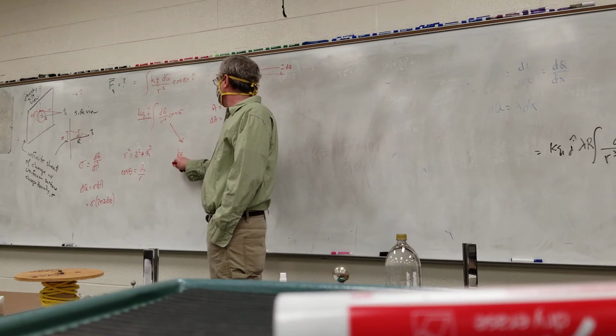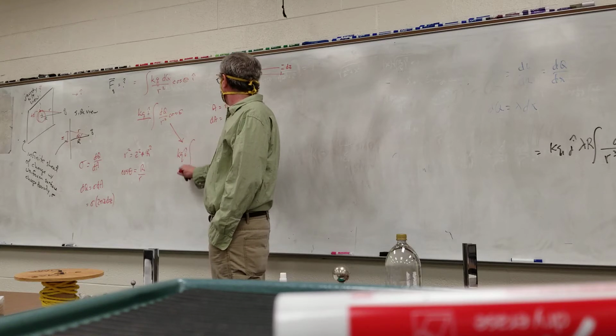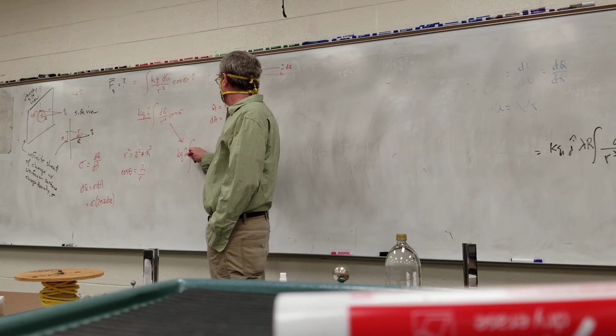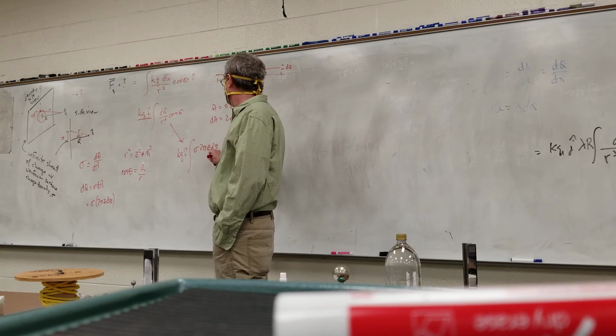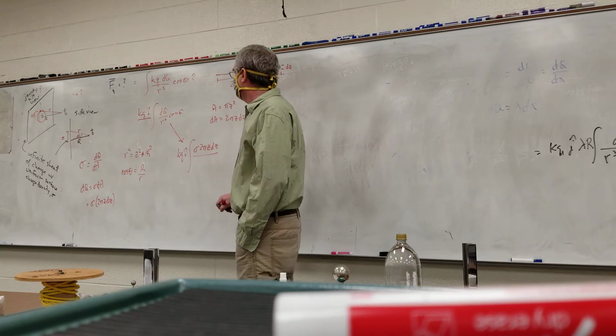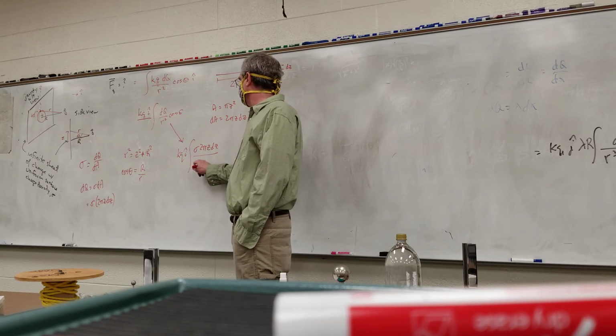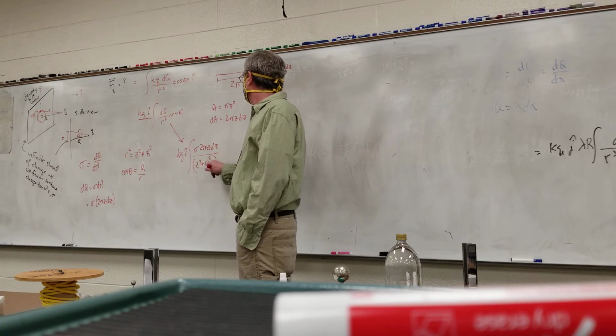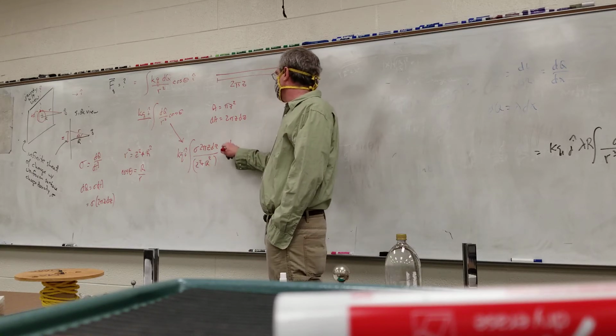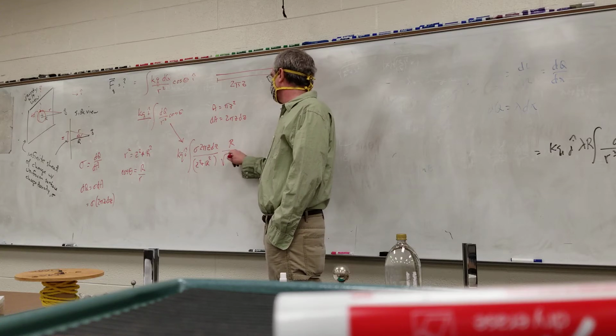So we got k, q, I hat times the integral of dq. We got sigma 2 pi z dz over r squared, which is z squared plus big R squared. That's a plus sign there. Times the cosine of theta, which is big R over little r, which is the square root of z squared plus big R squared.